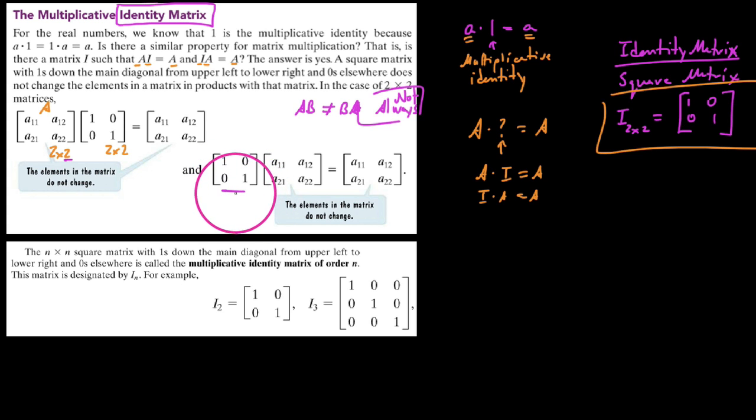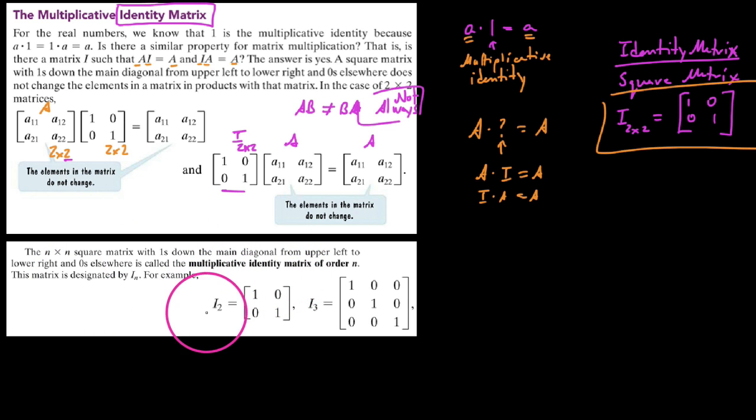But even if you took this I matrix, this identity matrix that we'll call identity 2 by 2, or just I2, and took it times this A matrix here, we still end up with A. So the identity matrix, what we want to carry away from this video is this. We say it's the n by n square matrix with ones down the main diagonal from upper left to lower right and zeros elsewhere. And we'll refer to this as just our multiplicative identity matrix of order n.